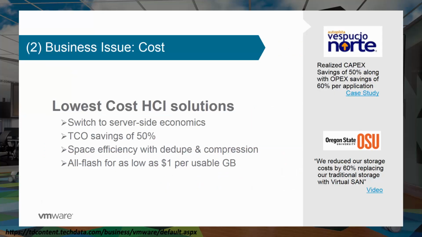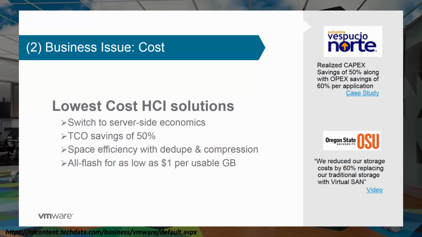The second business issue we mentioned was related to cost. Cost is always something that's on every business's mind. So vSAN offers the lowest cost hyper-converged infrastructure, or HCI, solutions. It offers a total cost of ownership savings of 50%. You can achieve greater space efficiency by using the new deduplication and compression options.